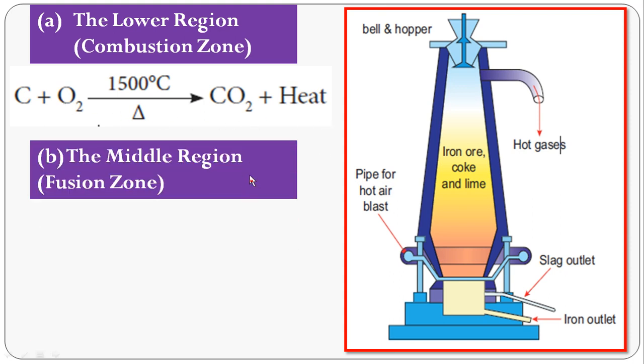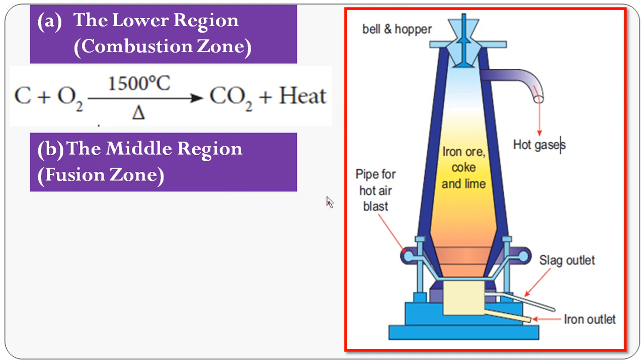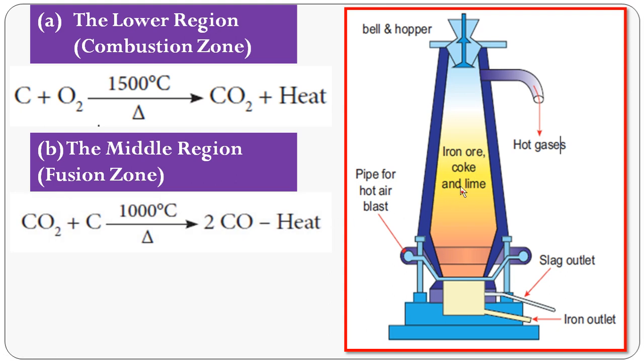The second region, that is the middle region, is called the fusion zone. In the fusion zone, carbon dioxide is reduced to carbon monoxide with coke. Here the reaction prevails at 1000 degrees Celsius. So here carbon dioxide is reduced to carbon monoxide with coke with the absorption of heat. Here heat is absorbed, so this reaction is an endothermic reaction.